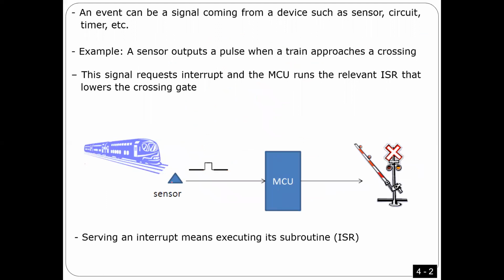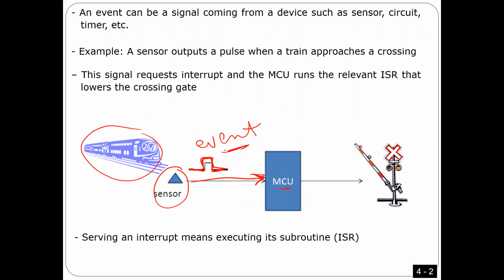There is a train coming. I have a sensor here. When the train comes, this sensor is gonna generate, as you see here, a pulse. This is what we call an event in this case. So this is an event. Okay. So when this pulse comes, it's gonna go to the hardware, and when it goes to the hardware, it's gonna request an interrupt.